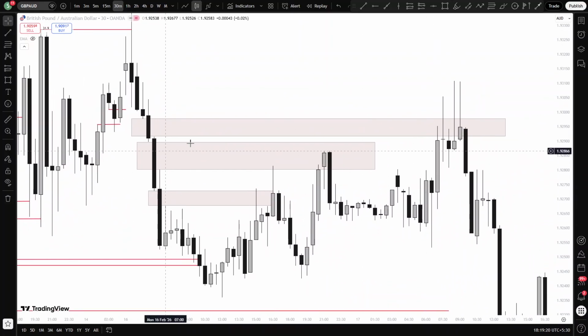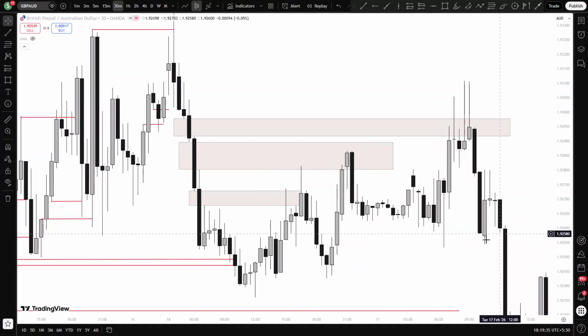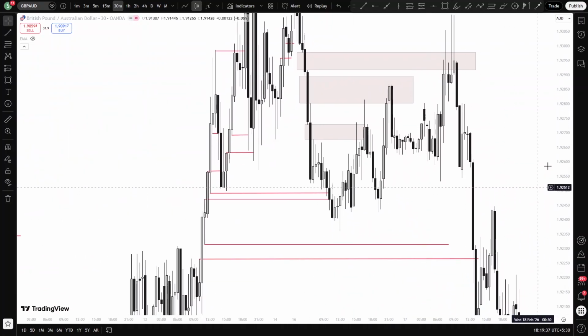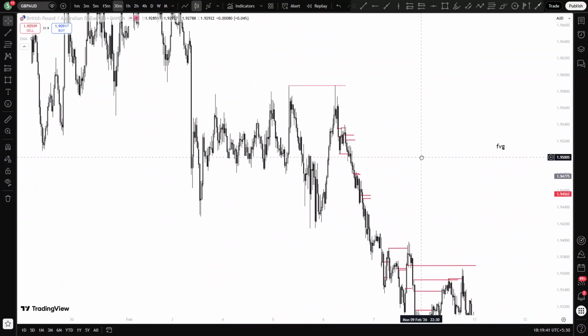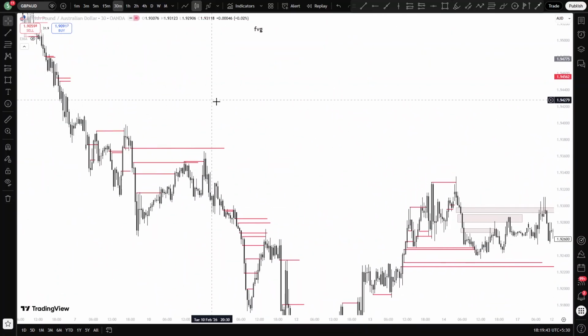So once you have fair value gaps like these ones, it is also important that you check the point of interest on the higher time frame. You don't just use the point of interest on that particular time frame, but you also have to make sure that the fair value gap is in line with the higher time frame.